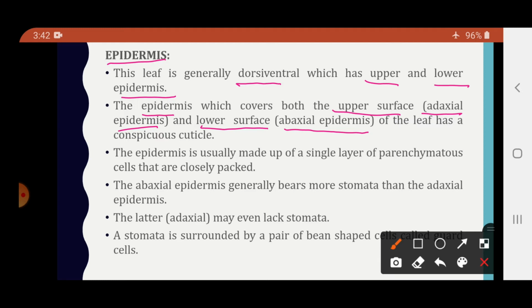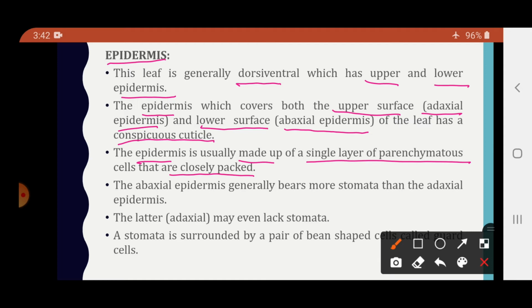Abaxial epidermis. And both the epidermis of the leaf have a conspicuous cuticle. That is, they are covered. Both the epidermis have a thick layer of cuticle over it. The epidermis is usually made up of a single layer of parenchymatous cells that are closely packed. So, what is epidermis made up of?